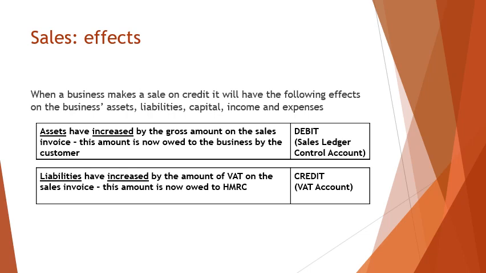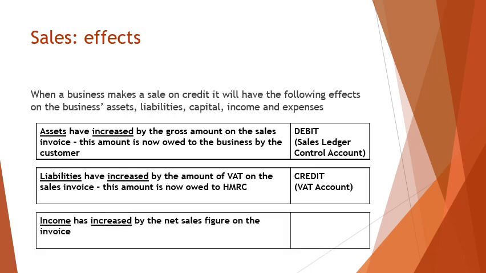And finally, there will also be an effect on income because the income generated by the business has increased by the net sales figure on the invoice. This is an increase in income, so it's going to be another credit, and the amount will be credited to our sales account in the general ledger.